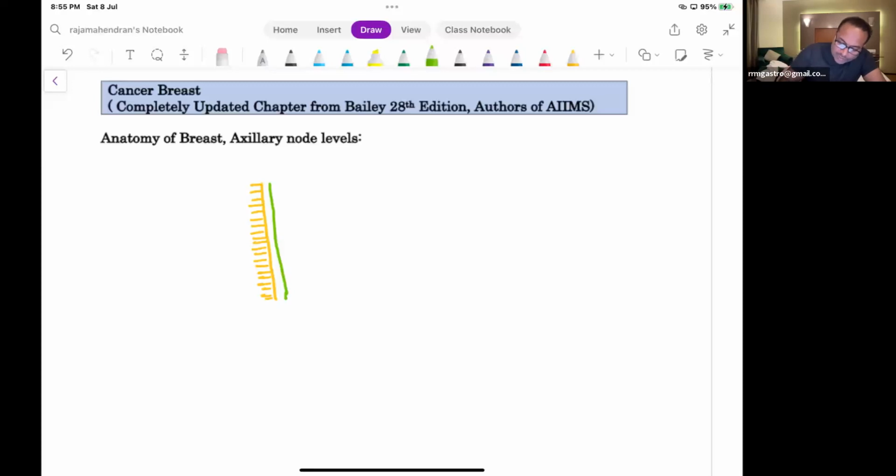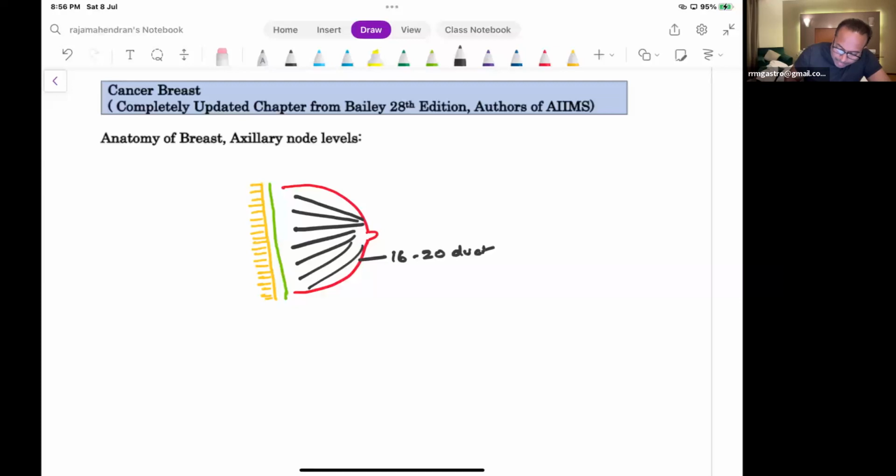This is the pectoralis fascia. And this is the breast, the nipple and areola. So in the breast, how many ducts are there? This is 1, 2, 3, 4, 5, 6. Like that, we have 16 to 20 ducts in the breast.